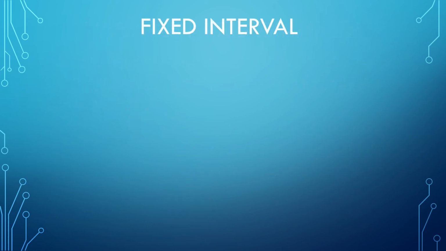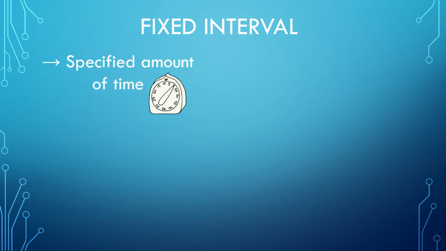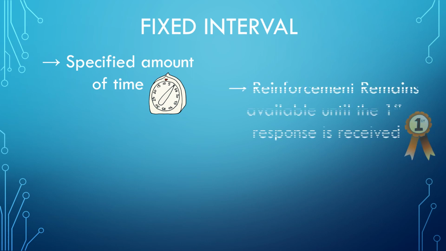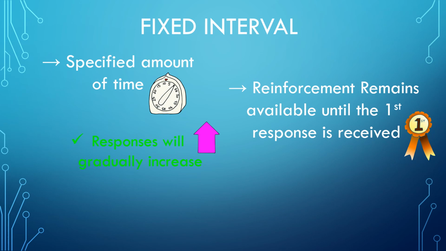Fixed interval schedules. The FI schedule offers reinforcement for the first response after a specific period of time. After the predetermined amount of time has passed, the reinforcer becomes available and remains so until the first response is received. Advantages include a gradual increase of responses. Meanwhile, a disadvantage is the potential for post-reinforcement pause.